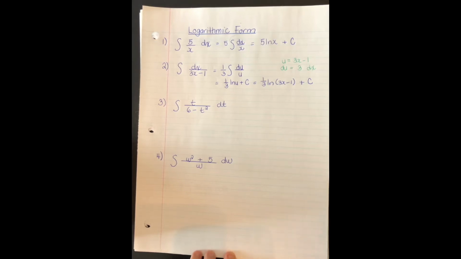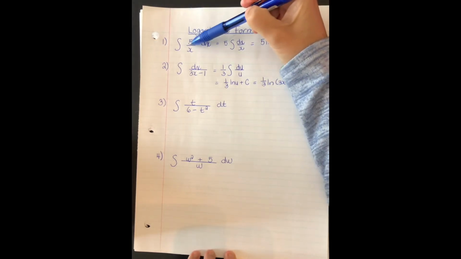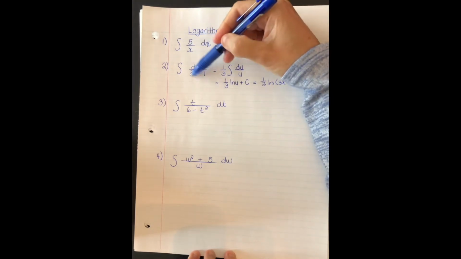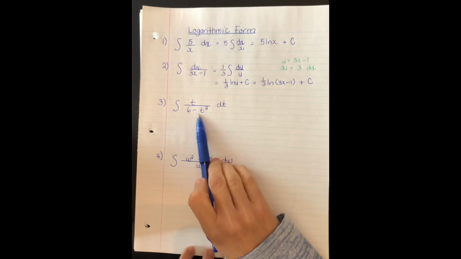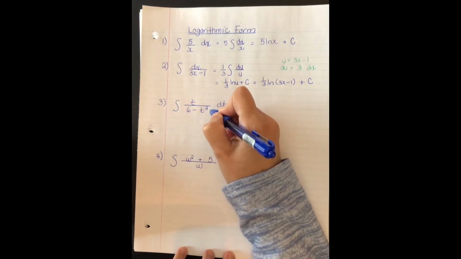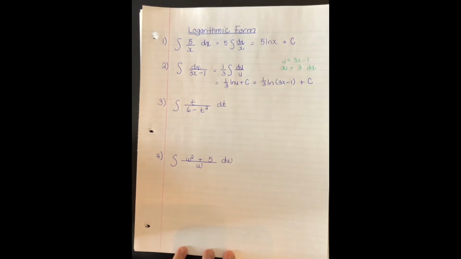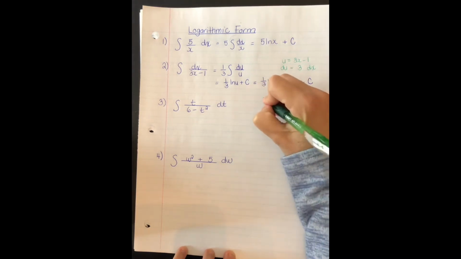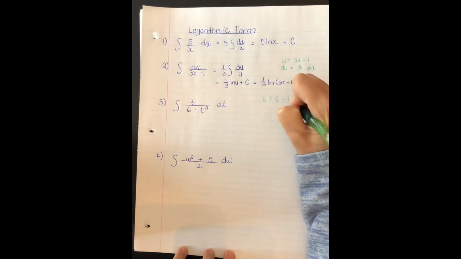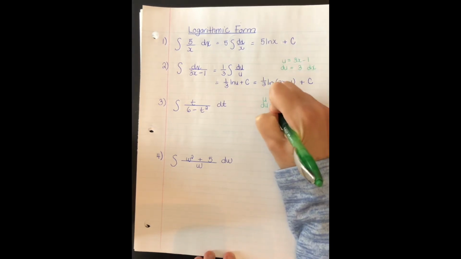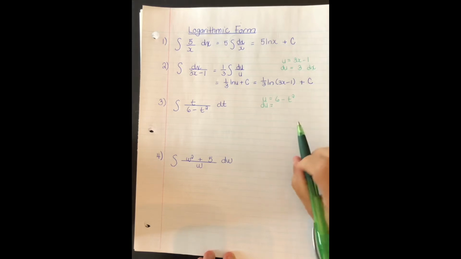Okay, so in number 1 and number 2, the derivative of the denominator was just a constant. It was 1 and 3 respectively. Here, we still have a binomial in the denominator. The exponent on the binomial is 1. Okay, so we can make u equal to 6 minus t squared. Do we have a multiple of du in the top? So du is 0 minus 2t.